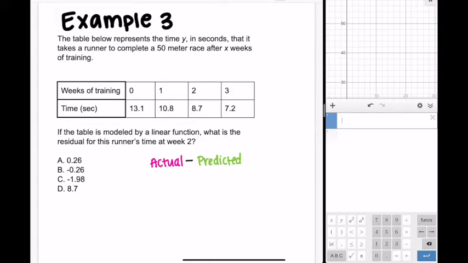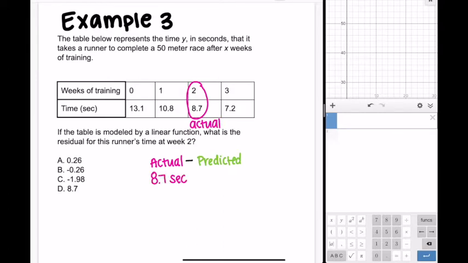In example 3, the table represents the time y in seconds that it takes a runner to complete a 50-meter race after x weeks of training. So just think about, in general, if you're practicing for running a race, the more you practice, the less your time should be. So just keep that in mind as we are going. If this table is modeled by a linear function, what is the residual for this runner's time at week 2? At week 2, the actual time is 8.7 seconds.